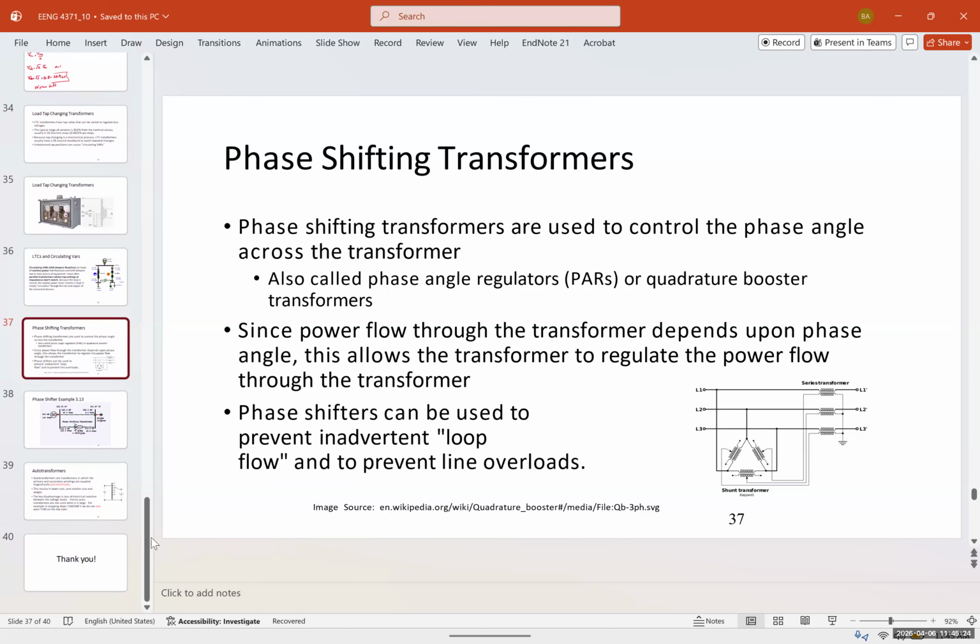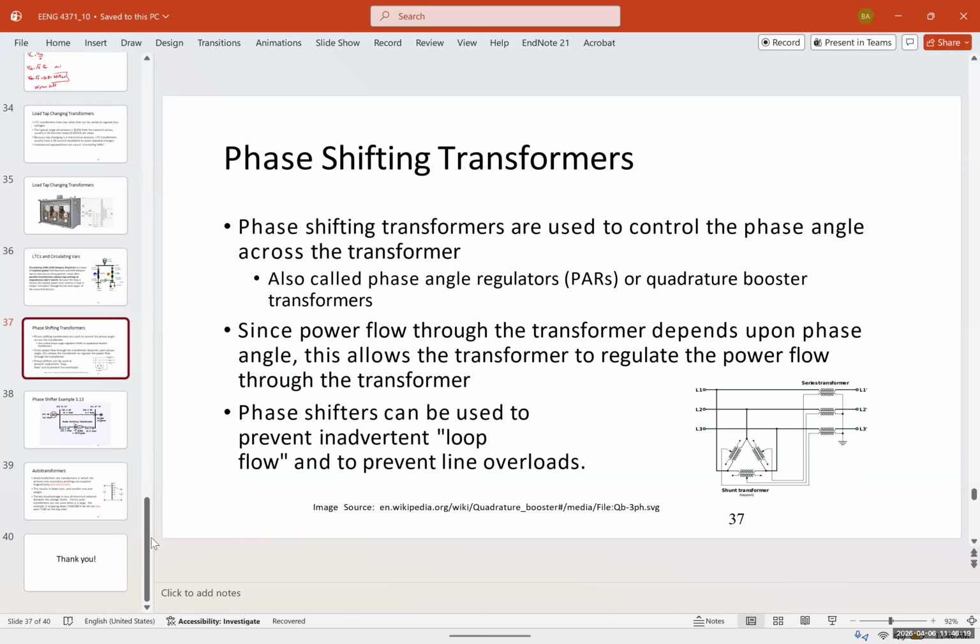Now, another type of transformer is called a phase shifting transformer. These are very important and useful systems. These types of transformers are used to control the phase angle across the transformer. We know that in a three-phase AC system, power factor is very important. We want the power factor to be close to 1, and we want the apparent power to be very close to the real power. We want to reduce the reactive power as much as possible. Now, one way to do that is power factor correction. Do you remember what the power factor correction method is? A capacitive bank.